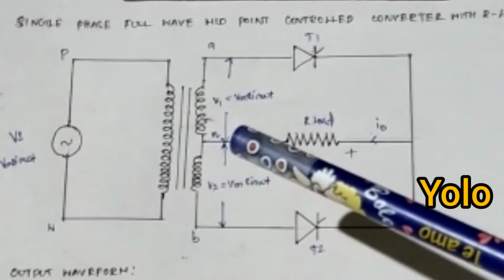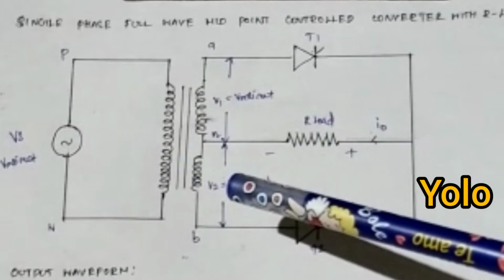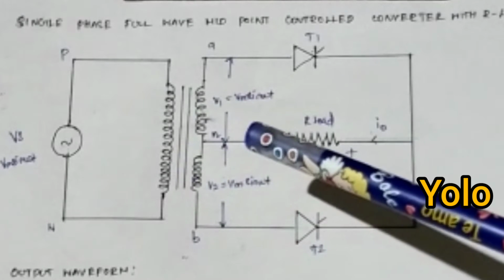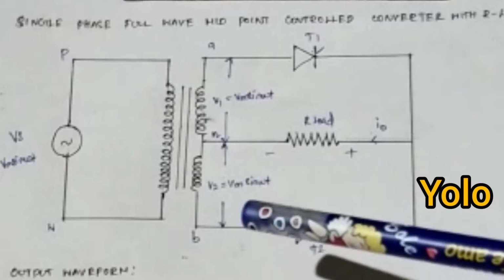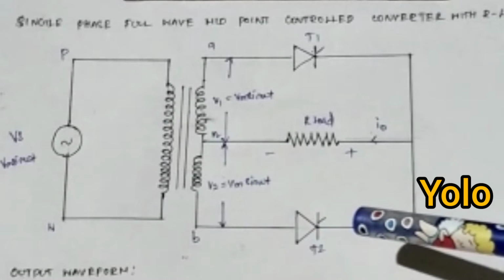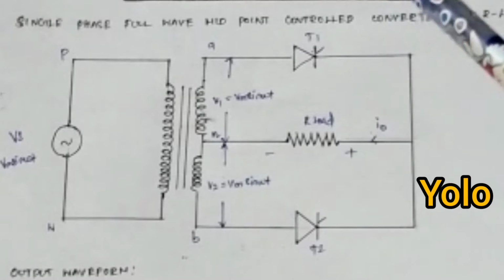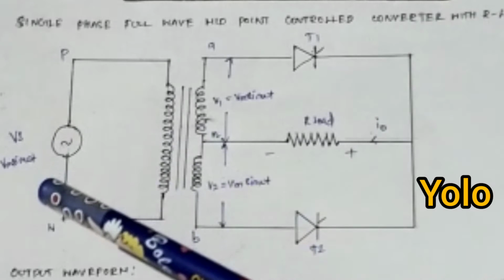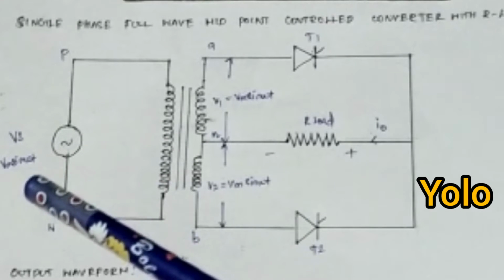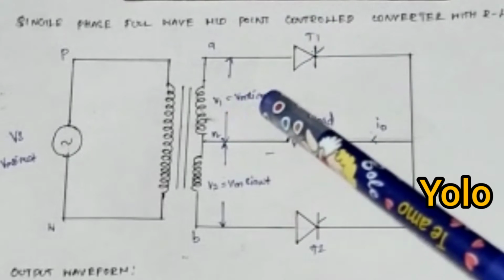So the midpoint converter has an input transformer with two windings for each input phase winding, as shown in the figure. SCR cathodes are commonly connected. A single gate drive circuit is required to turn on the SCRs. Here the turns ratio of the transformer is assumed to be 1:1. So V is equal to Vm sin omega t. So V1 is equal to V2, so V1 and V2 both are the same.